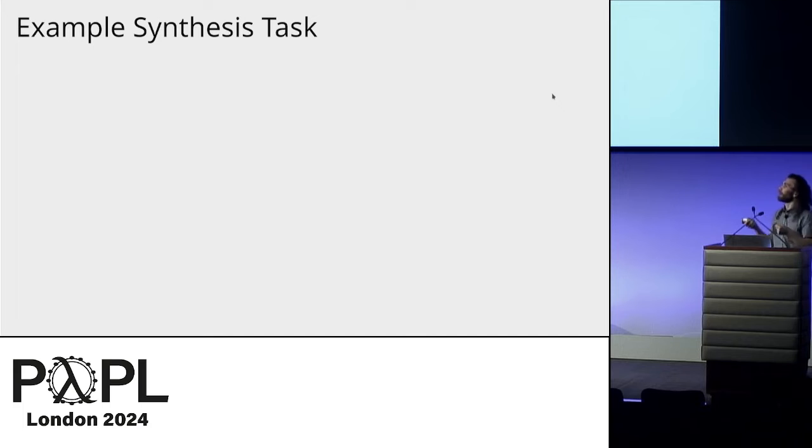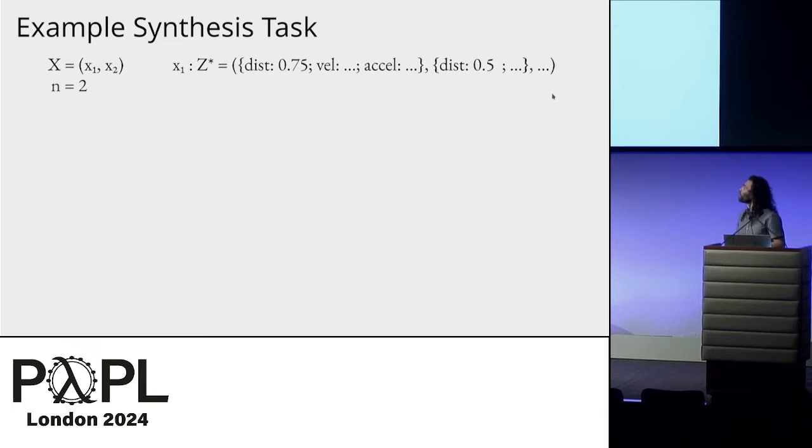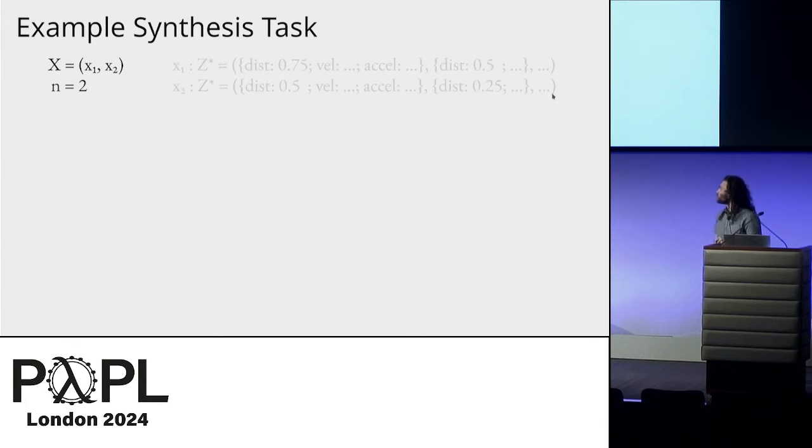So jumping into a concrete example of a synthesis task you might want to solve, suppose I have two car trajectories, x1 and x2, and each one's a sequence of frames, so maybe x1, on the first frame, the car is 0.75 from the lane. It also has some velocity, some acceleration. There are subsequent frames where maybe the distance is 0.5. You have another trajectory. And I, as a human, have labeled the first one true, an instance of the behavior, the second one false, not an instance of behavior.